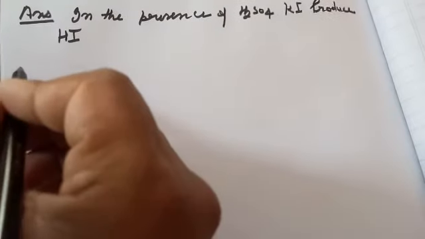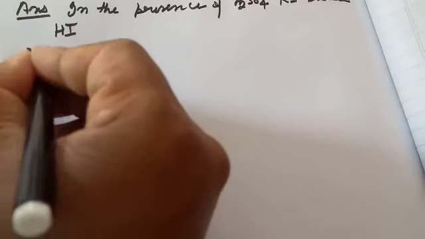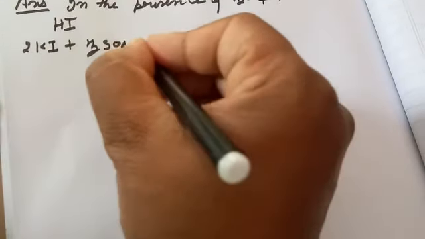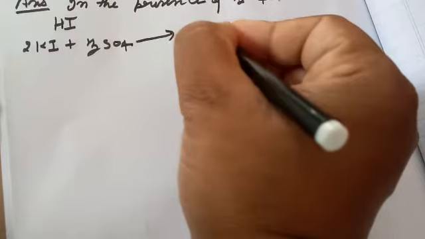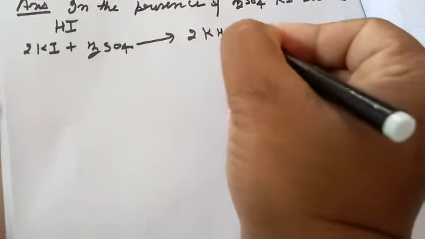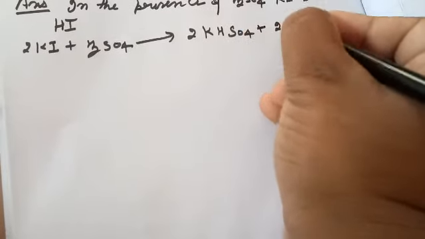Chemical equation is 2KI plus H2SO4, the formation of 2KHSO4 plus 2HI.